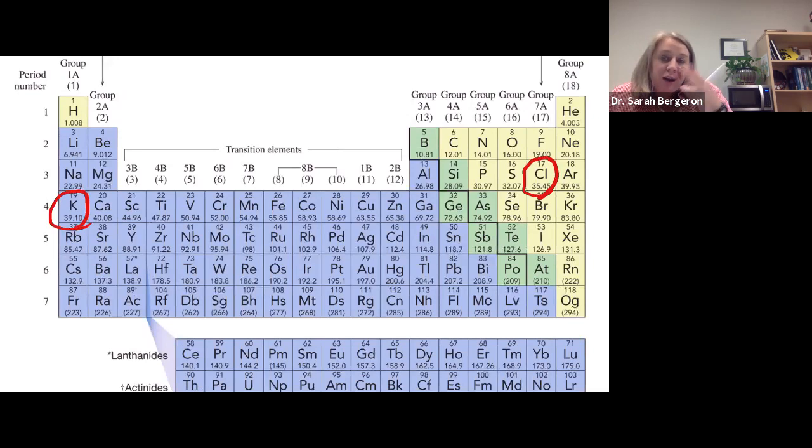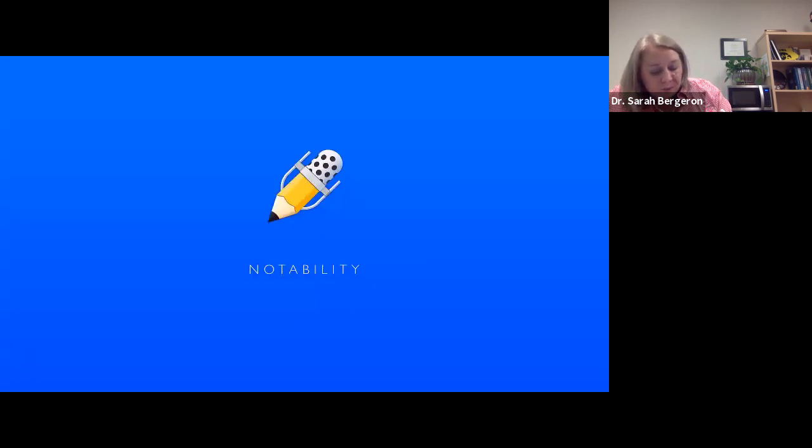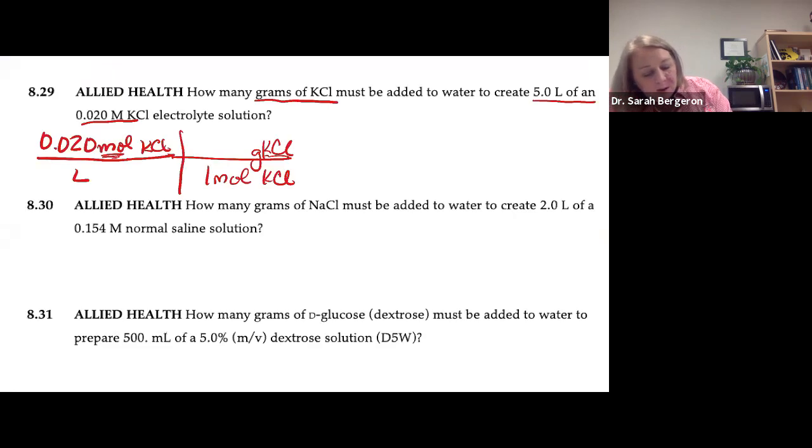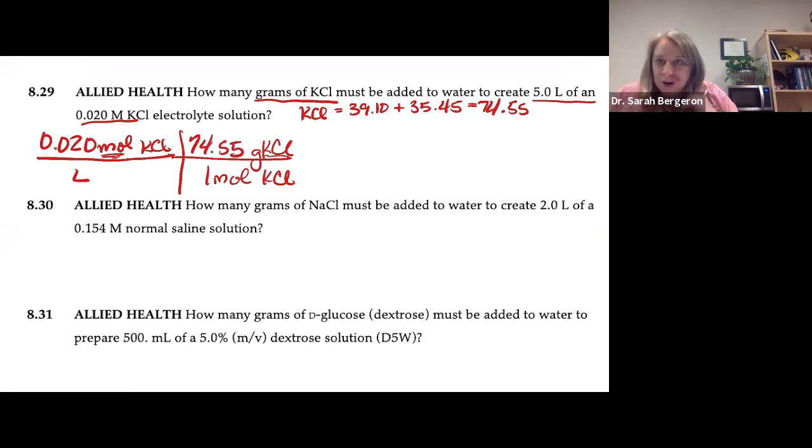So potassium chloride is both of them and only one of each. So what we're going to say is KCl is equal to 39.10 plus 35.45 gives us 74.55. So we have 74.55 grams of KCl in 1 mole of KCl, right? That's our molar mass conversion.